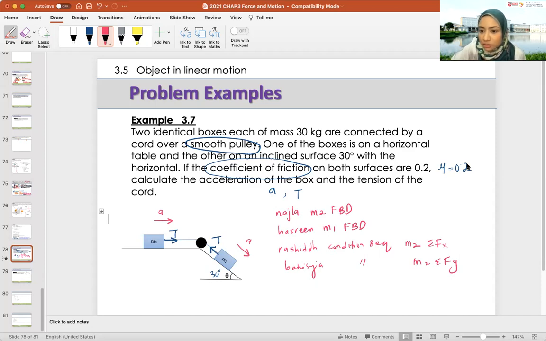Okay, next is Khalida, condition and equation mass number 1, net in the FX. And then Radin, condition and equation mass number 1, net in the FY. Okay, so let's give everyone 7 minutes, macam biasalah. I want everyone to understand how to do the free body diagram, especially in linear motion. Please try it yourself. If your name is not here, just try it yourself. Make sure you understand what is happening.